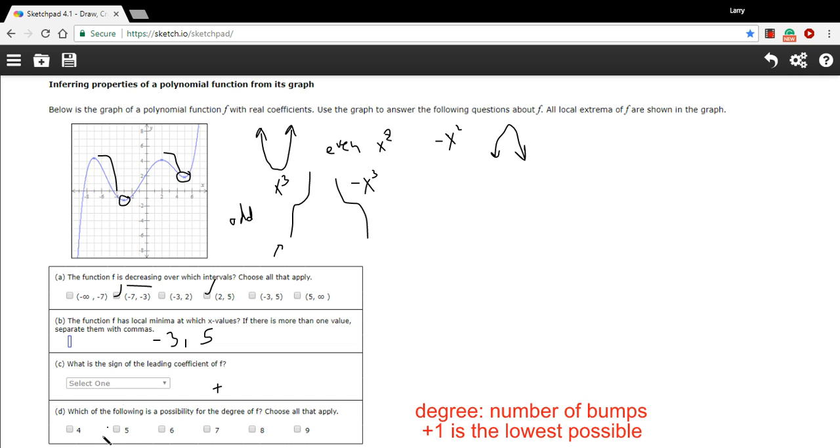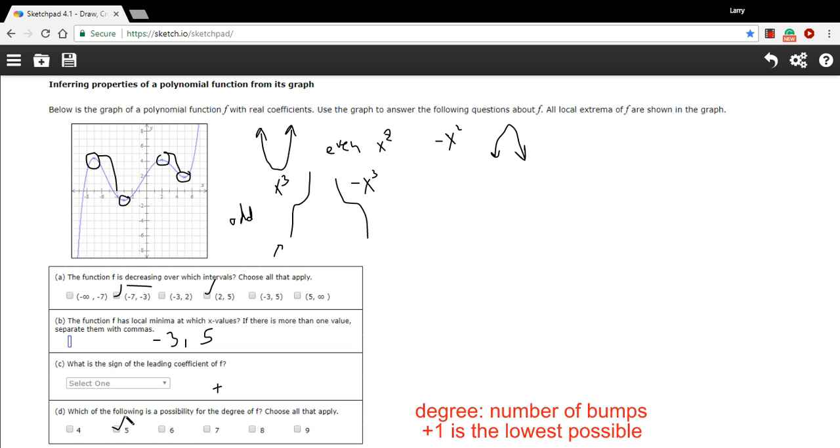All right, lastly here it says, which of the following is a possibility for the degree of f? So we want to know what's the highest power of x in this function. And the rule we use here is that the number of bumps on this plus 1 is going to be the lowest possible degree. So I'm going to count all the local minima and local maxima. So here's a local maximum, here's a local maximum. That's all we have in terms of bumps. So that's 4 bumps. We have to add 1. So 5 is the lowest possible.